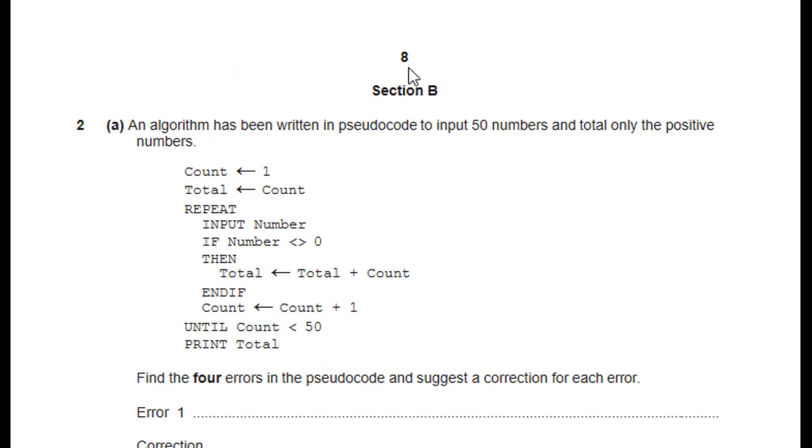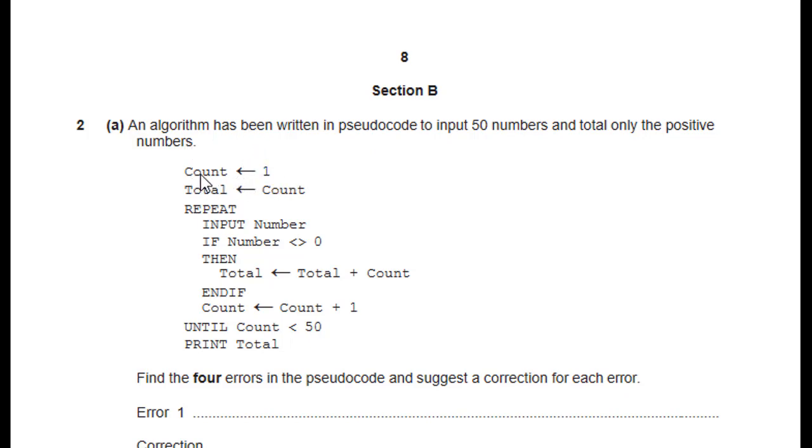Okay, so usually in section B, which is the part that isn't dependent on the pre-release material, it starts with a pseudocode question where you have to find some logical errors. So in this case we've got to input 50 numbers and only the positive numbers are stored.